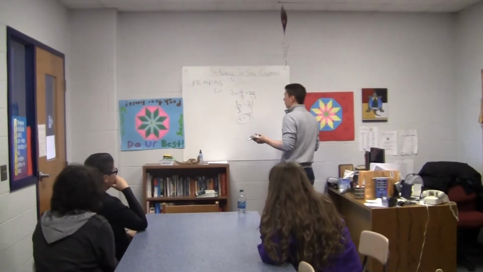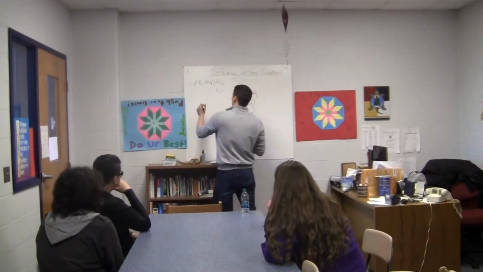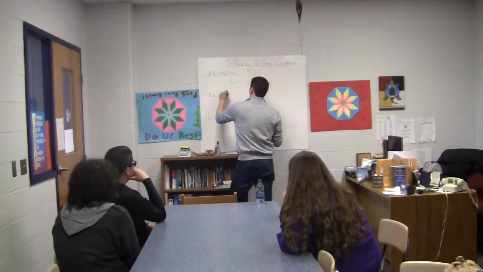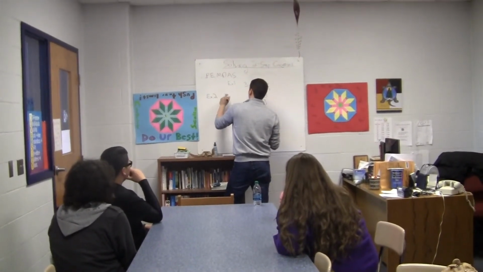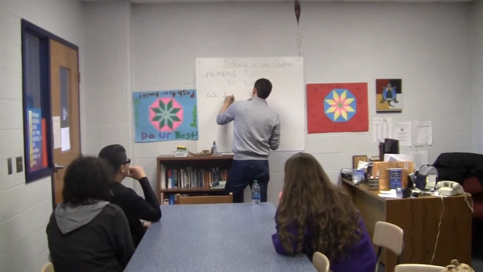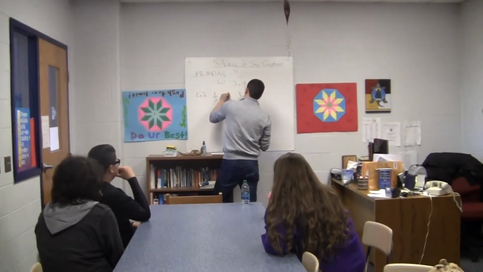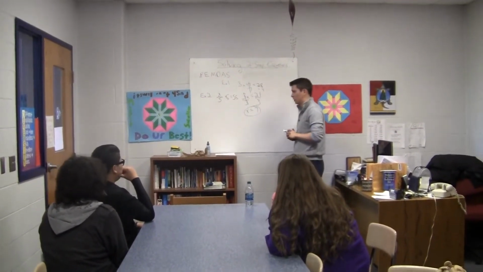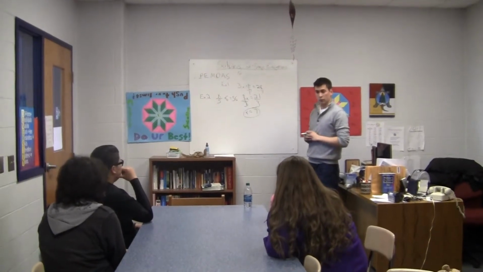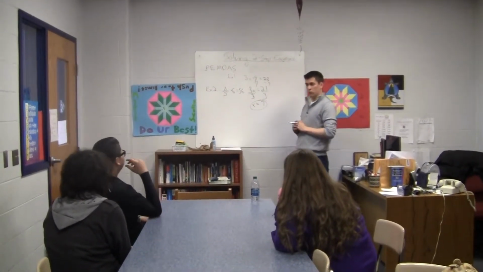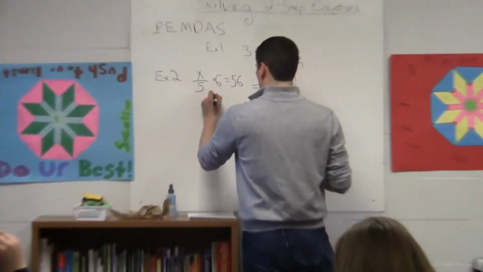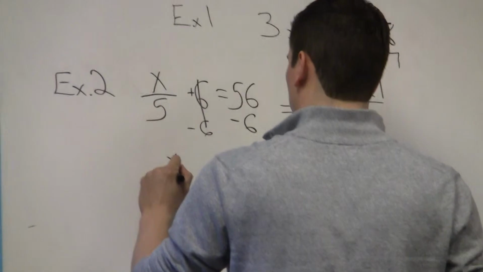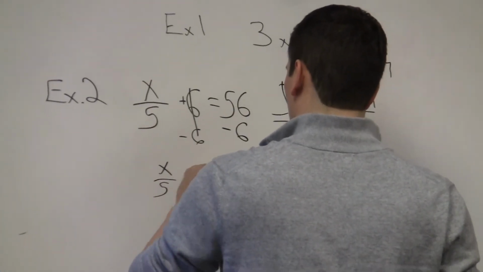So, great. And now let's move on to example 2 over here. X over 5 plus 6 equals 56. So, in following what you did with example 1, what's the first thing you're going to do? Jordy? Subtract 6 from both sides. Yes. So subtract 6, this cancels, subtract 6. X over 5 equals 50.